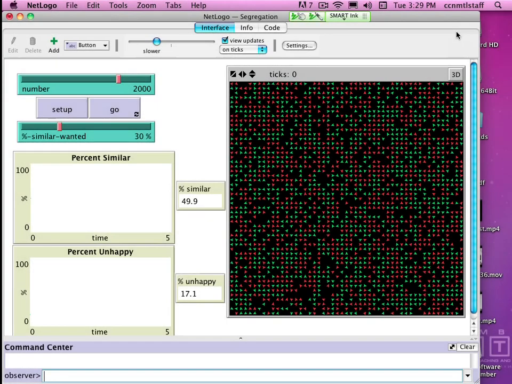All right, rolling. Okay, so this is NetLogo. We're going to run the Schelling model in NetLogo, and I'm going to walk you through what all these little parts mean one by one. This is called a slider.